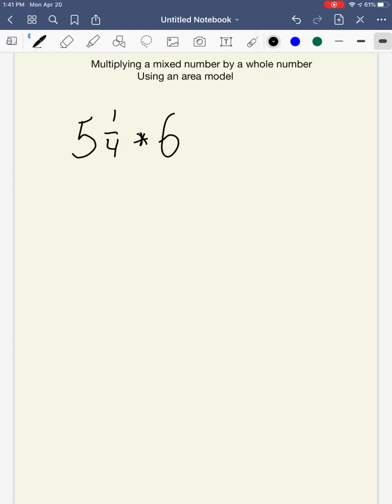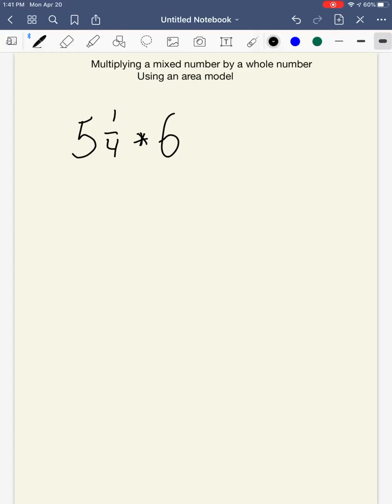Hello, thanks for watching. This is a video on how we can multiply a mixed number and a whole number, a mixed number times a whole number, using an area model. This isn't the only way to do it. You can also use improper fractions.